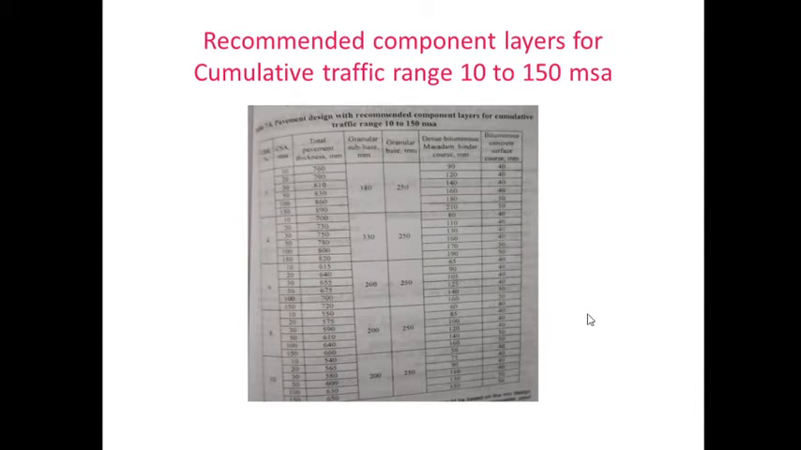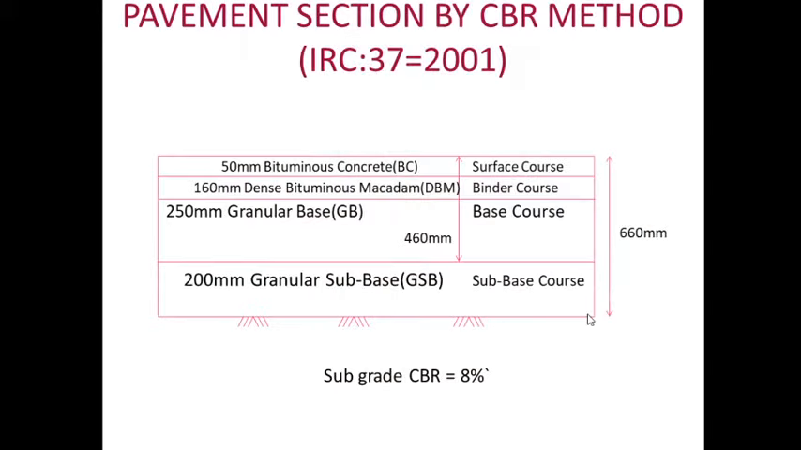The total thickness of the pavement is 660. Out of the 660, 200 mm is subbase. Normally in India, the subbase is granular subbase, and 250 mm is base course. In India, everywhere the base course is granular base or water bound macadam or wet mix macadam, whereas the binder course is dense bituminous macadam.